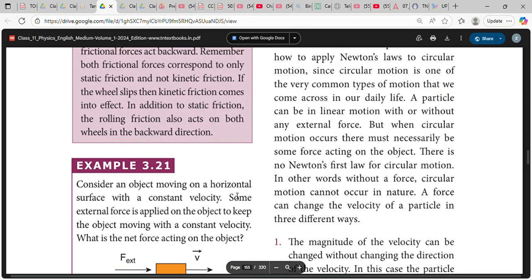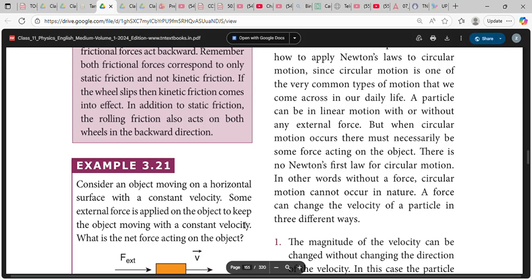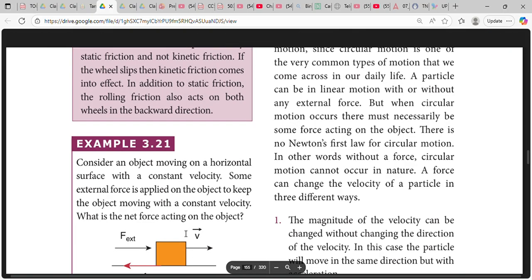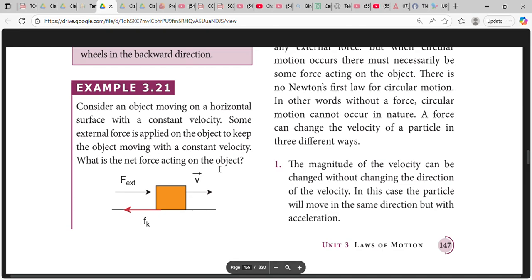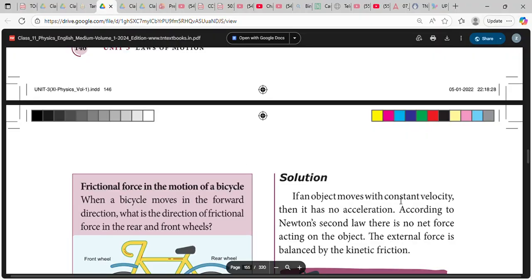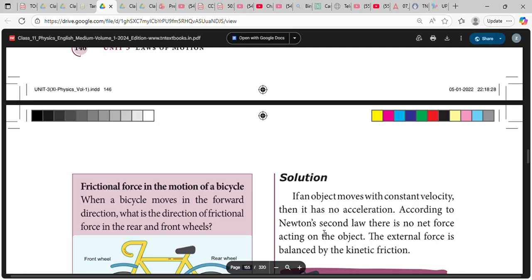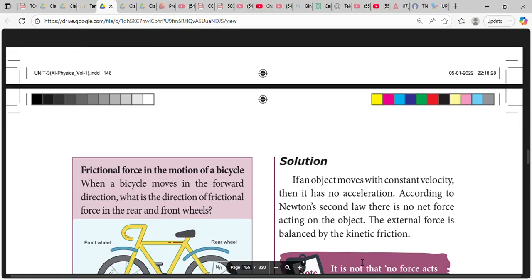Consider an object moving on a horizontal surface with a constant velocity. Some external force is applied on the object to keep it moving with a constant velocity. What is the net force acting on the object? If an object moves with a constant velocity, then it has no acceleration. According to Newton's second law, there is no net force acting on the object. The external force is balanced by the kinetic friction.